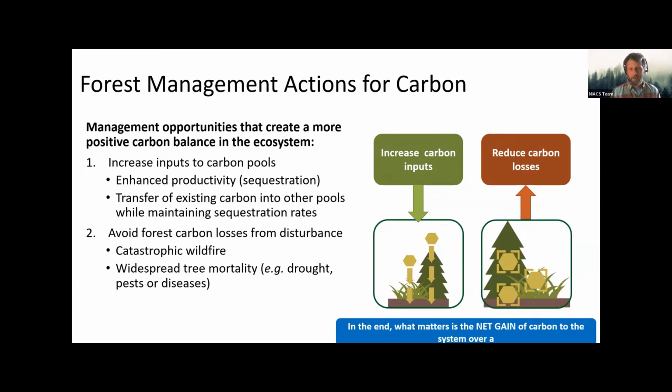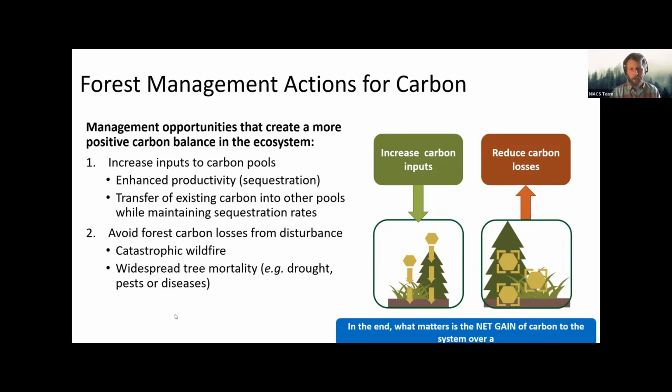Whatever that period of time that's relevant for the management and your project is, whether that's 10 years, 50 years, or 100 years, but thinking about that period of time and how the management that we're doing affects carbon inputs to the system, but also reducing the carbon losses to the system. And we'll delve into these bullet points here that relate to both increased inputs and reduced losses for the rest of this presentation.